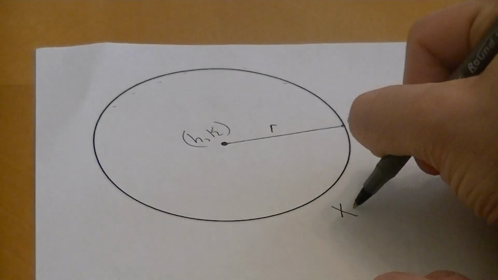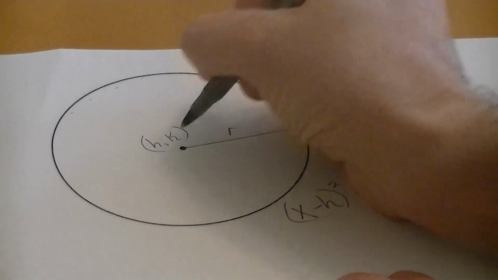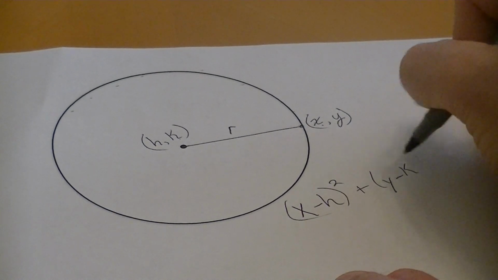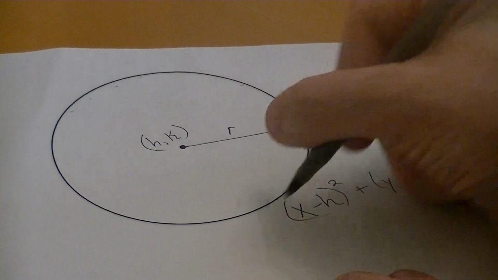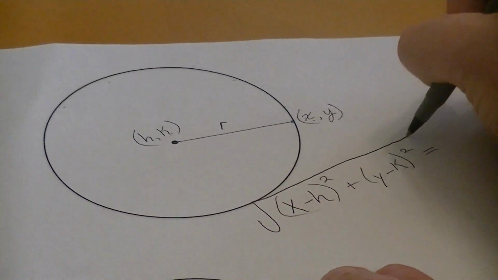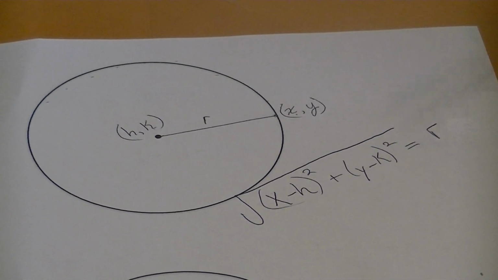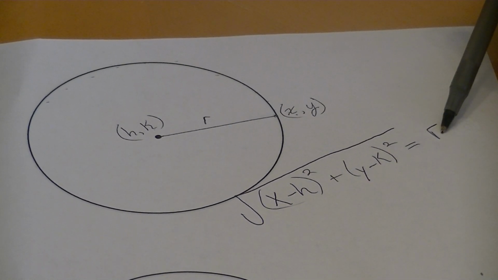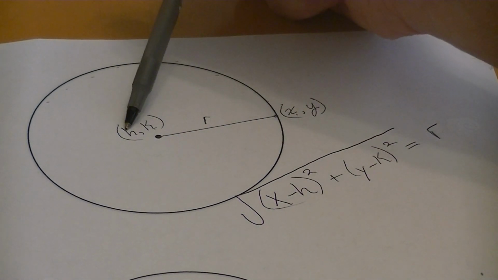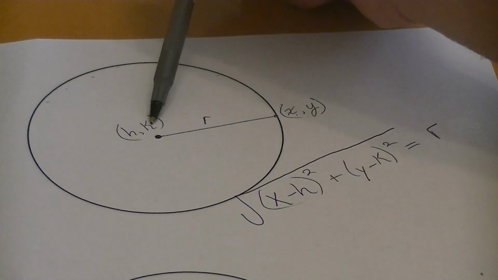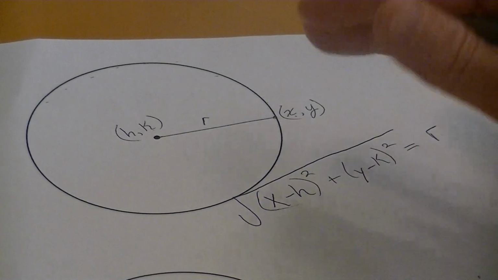x2 minus x1 squared plus y2 minus y1 squared. Sorry, I'm a little ahead of myself here. The square root of all that equals the radius. That's the distance formula. The radius of the circle is the square root of this x minus that x squared plus this y minus that y value squared. So this is an equation for that circle.